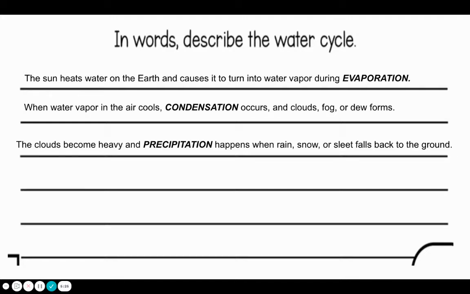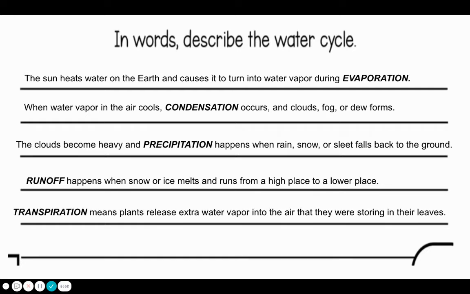The clouds become heavy with all that water in there, and precipitation happens when rain, snow, or sleet falls back to the ground. And remember those last two parts. Runoff happens when snow or ice melts and runs from a high place to a lower place. And transpiration means plants release extra water vapor into the air that they were storing in their leaves. And those are the steps of the water cycle.